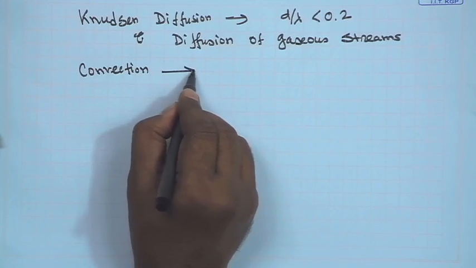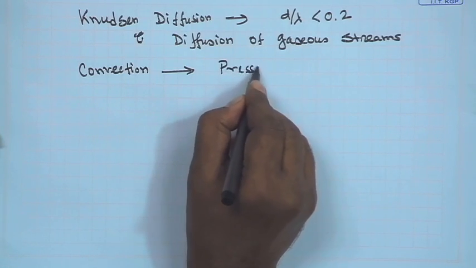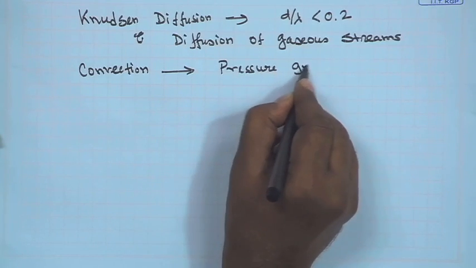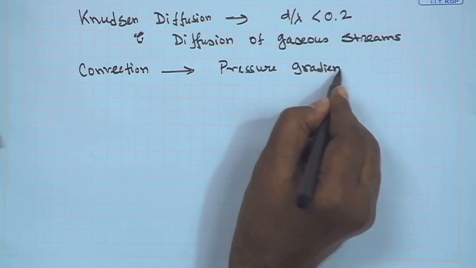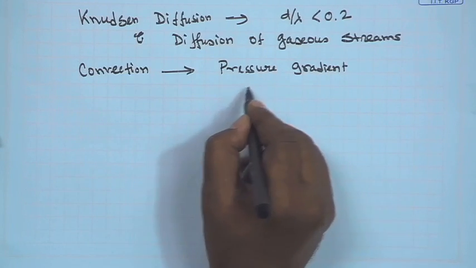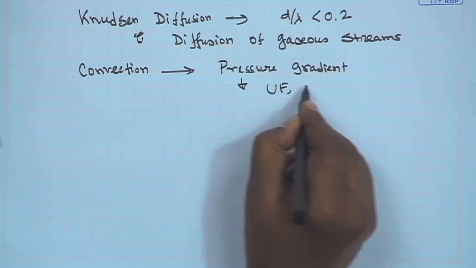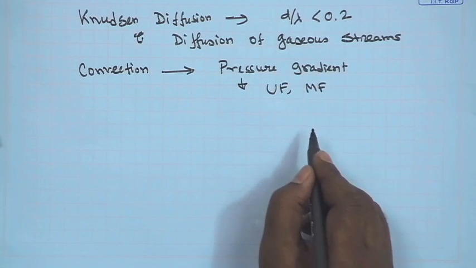Convection basically occurs due to the pressure drop, the pressure gradient. There can be a mixture of convection and diffusion as well, and this type of transport mechanism is observed in ultrafiltration, microfiltration, and higher cutoff and more porous membranes. Once we understand the different transport mechanisms involved in the membrane based processes, now let us categorize these processes broadly.